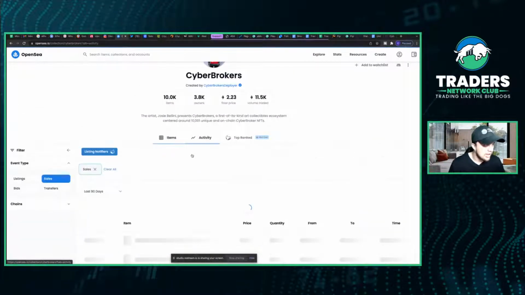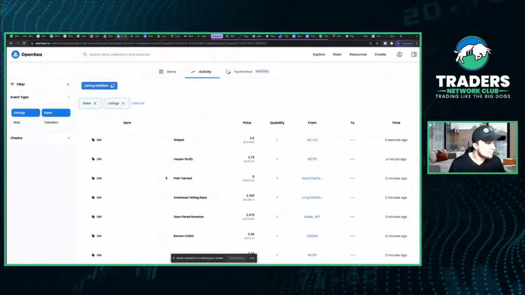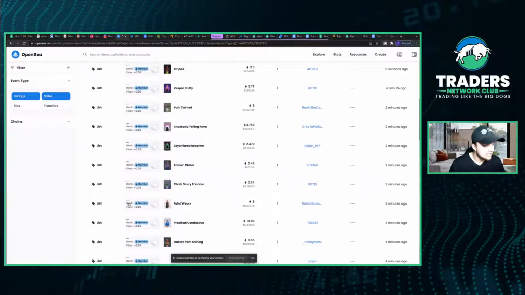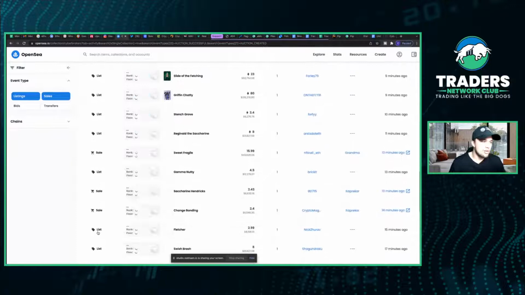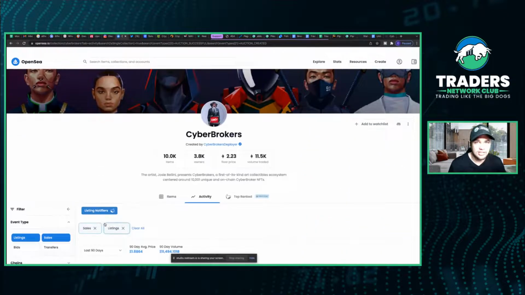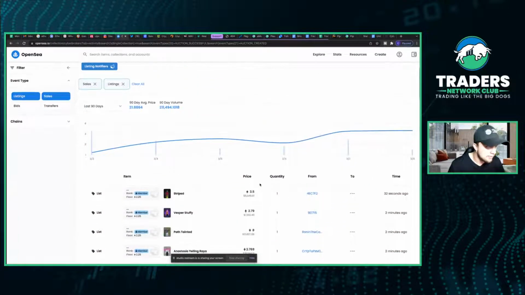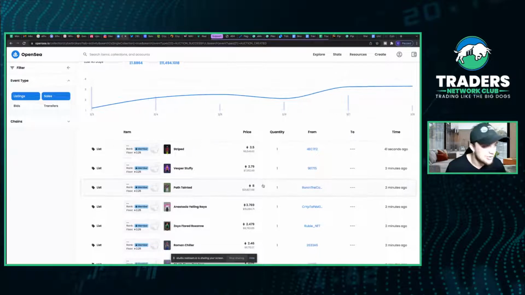Okay, and you can always go to activity and type in listings and sales, and you can see we're getting a lot of listings right now. Okay, so only one sale, but a lot of listings. Now that's something you don't want to buy, because when everyone starts listing, the price is going to start dropping. So you don't want to buy this right now, because you want to see more sales than listings. That's how you know the price is going to go up. Okay, but just for the sake of this video, let's just say that there are more sales. We're getting a lot of sales going on.